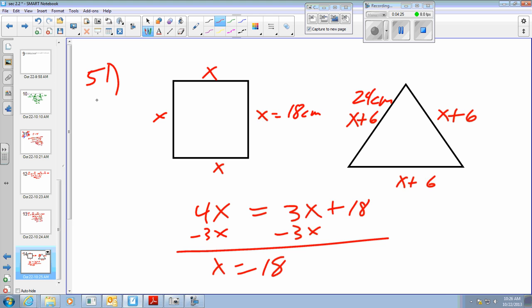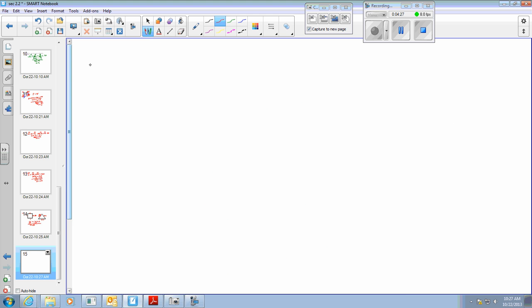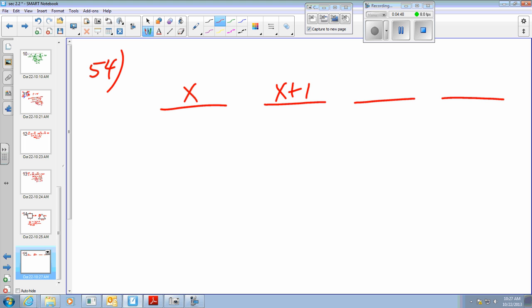The last one we're going to look at is question 54. Question 54 says the sum of the second and fourth of 4 consecutive integers is 110. Find the 4 integers. So we have 4 consecutive integers. If my first consecutive integer would be x, the second one would be x plus 1, third x plus 2, fourth is x plus 3. It doesn't say the sum of all of them, it says the sum of the second and fourth.